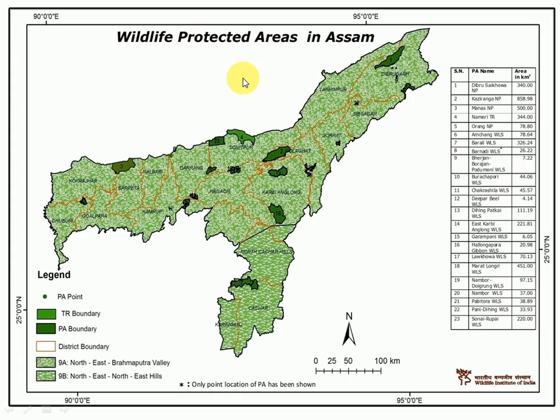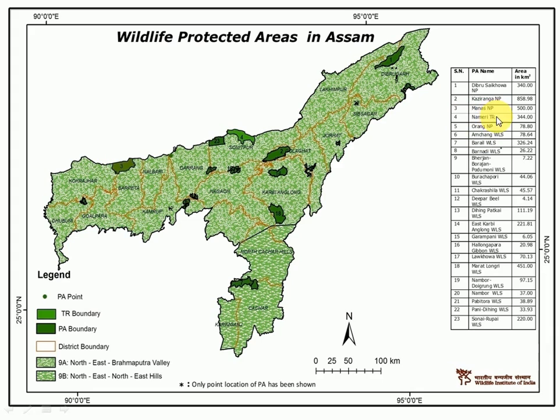This is the wildlife protected area map of the state. You can see the first one is showing the Dibru-Saikhowa National Park. So this is the national park, right? Then Kaziranga National Park. So this is the location of the Kaziranga National Park, right? It is situated along the Brahmaputra River. Then Manas National Park. So you can see this is the Manas National Park. It's very near to the Himalaya foothills.